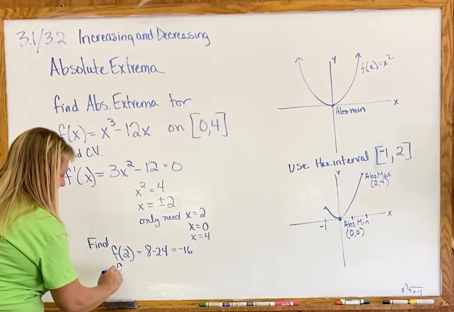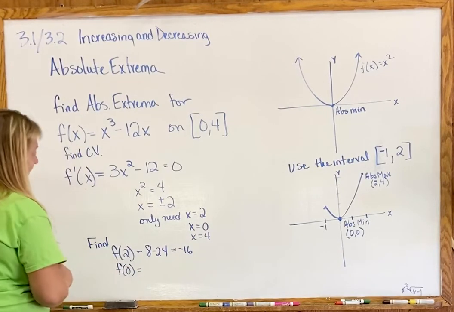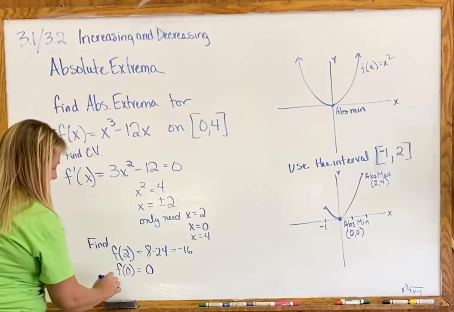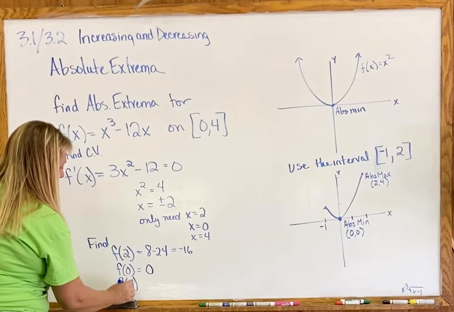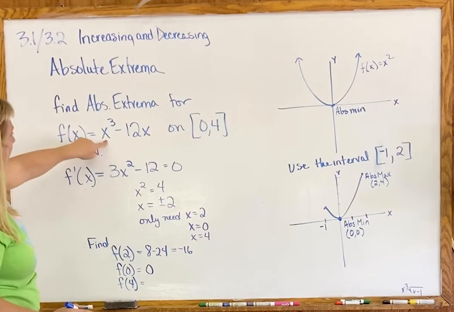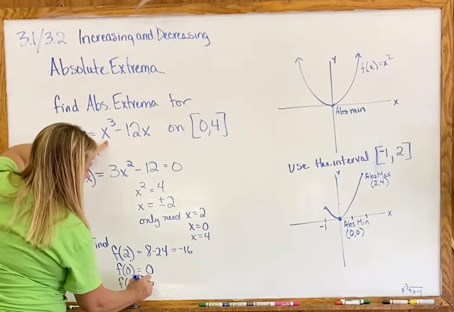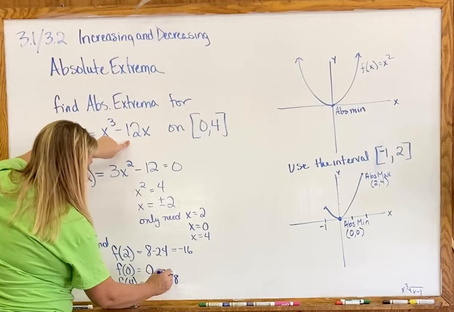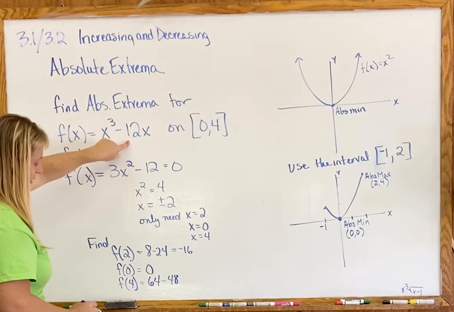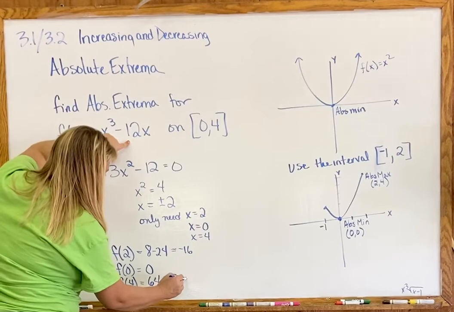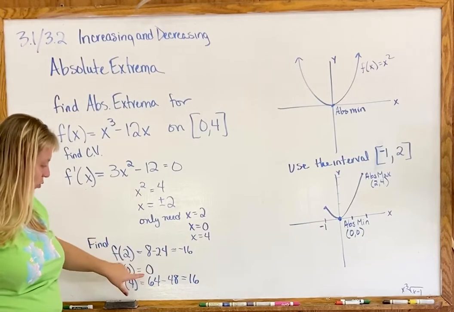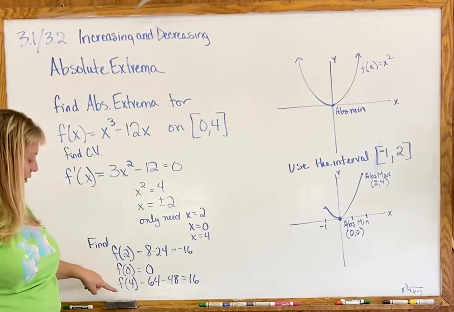Then we're going to find f of 0. Well, if we plug 0 back into the original, we just get 0. And then we're going to find f of 4. Okay, so if we plug 4 back into the original, we get 64 minus 48, which gives us a positive 16. Good to everybody? Okay, so we know what the values are at each of our critical values.